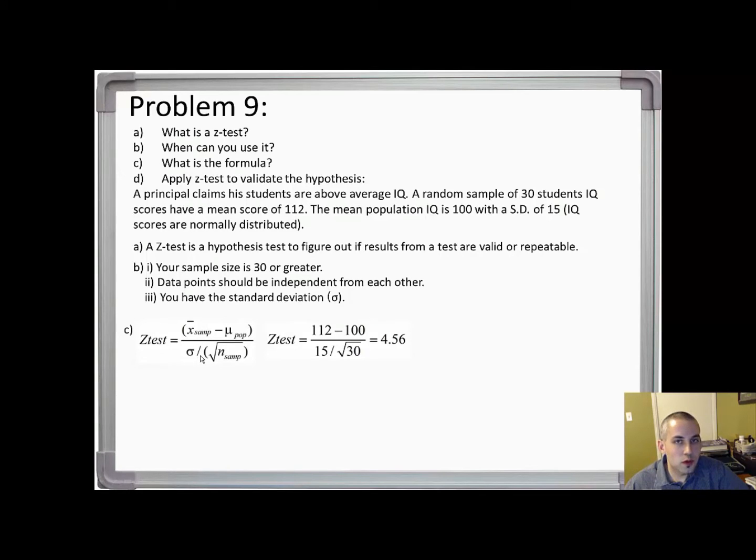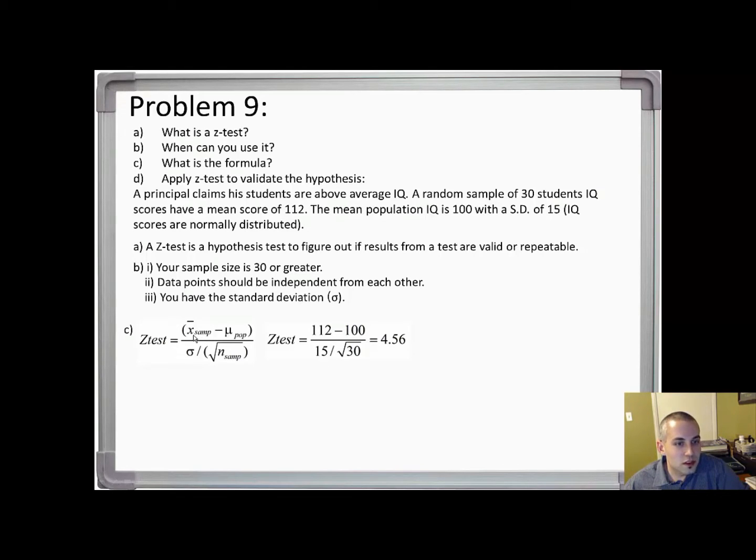So in this case, the formula can look a little bit complex when you're just looking at the variables. So I decided to also include the numbers in the example so you can compare it. Let me just read through the example that we're going to work through. So a principal claims the students are above average IQ. A random sample of 30 students' IQ scores have a mean score of 112. The mean population IQ is 100 with a standard deviation of 15. And just to be clear, the IQ scores are normally distributed.